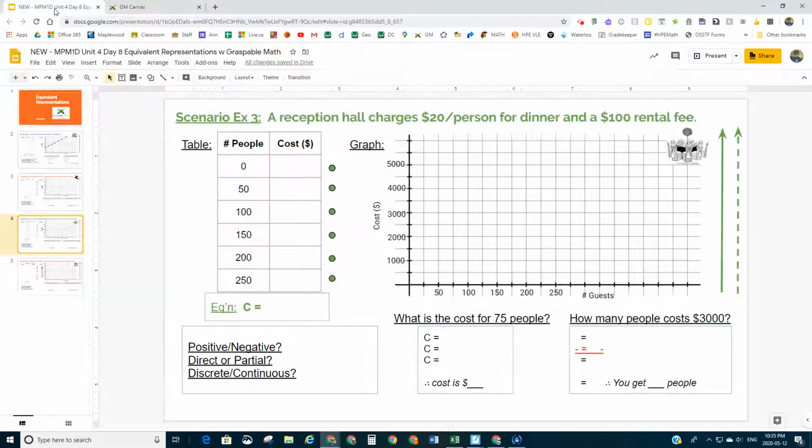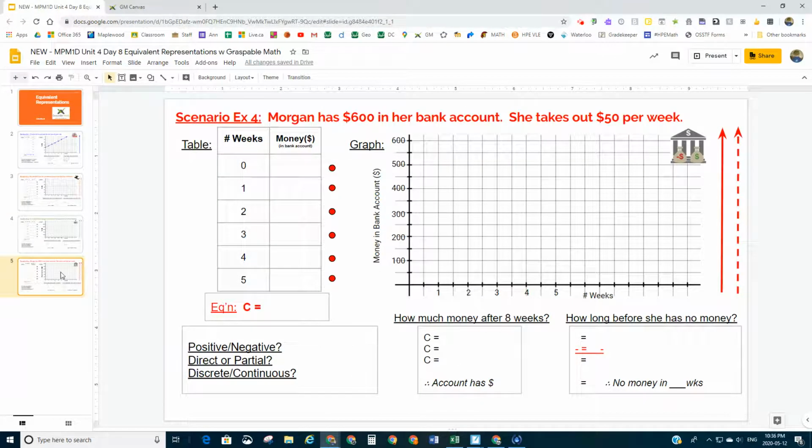All right, let's look at the final one. The final one we had a couple of questions about. A couple of people emailed me questions about this. It says Morgan has $600 in her bank account, and she takes out $50 per week. So this time, we're going to start with $600, and the graph is going to go down. It's going to go down $50 at a time every week. So because it's going down, our first difference must be negative, and it's going down by 50. So that means the equation is negative 50 plus your $600.